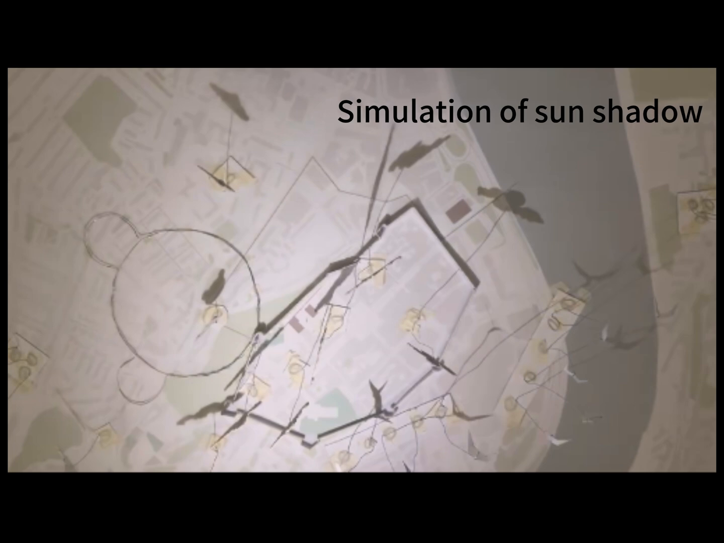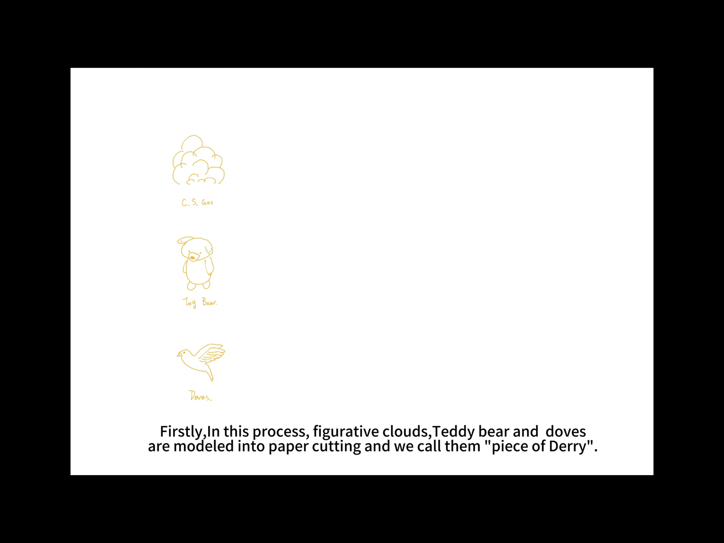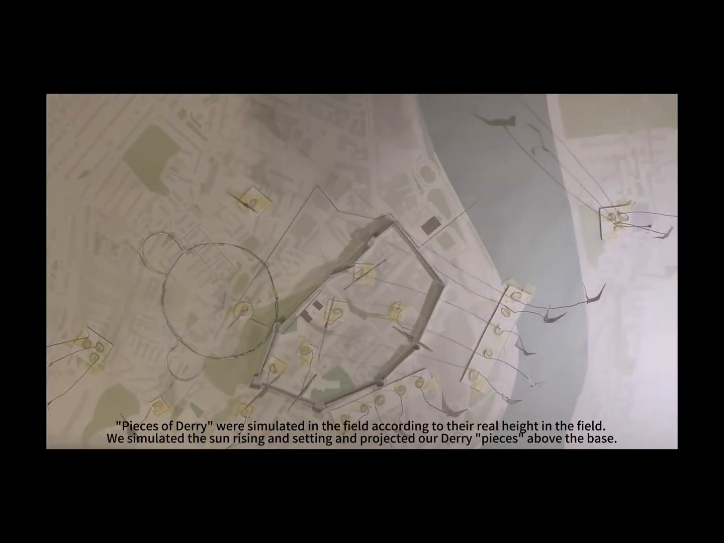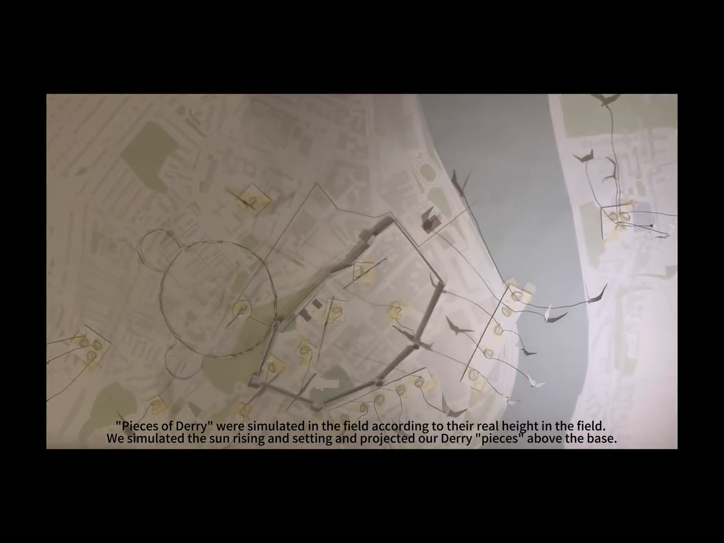Simulation of sun shadow. Firstly, in this process, figurative clouds, teddy bear and doves are modeled into paper cutting, and we call them pieces of Derry. Pieces of Derry were simulated in the field according to their real height in the field.